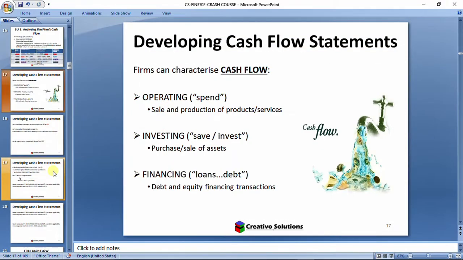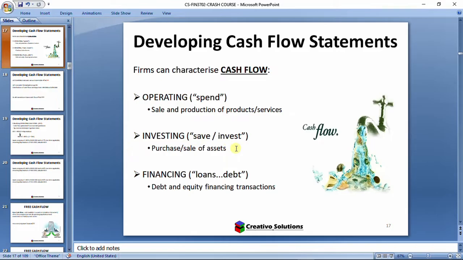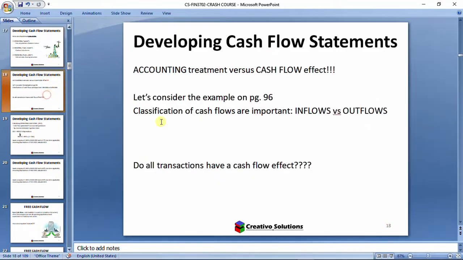Just remember what each of these cash flows relate to. Okay, is that all right? Your accounting is okay? Yes, that's fine.